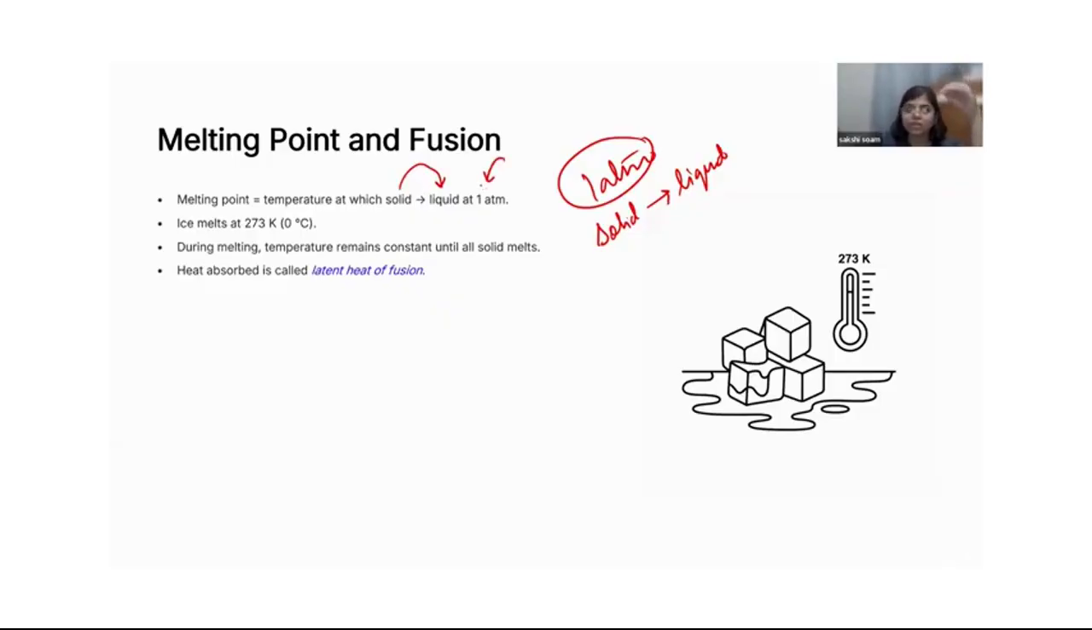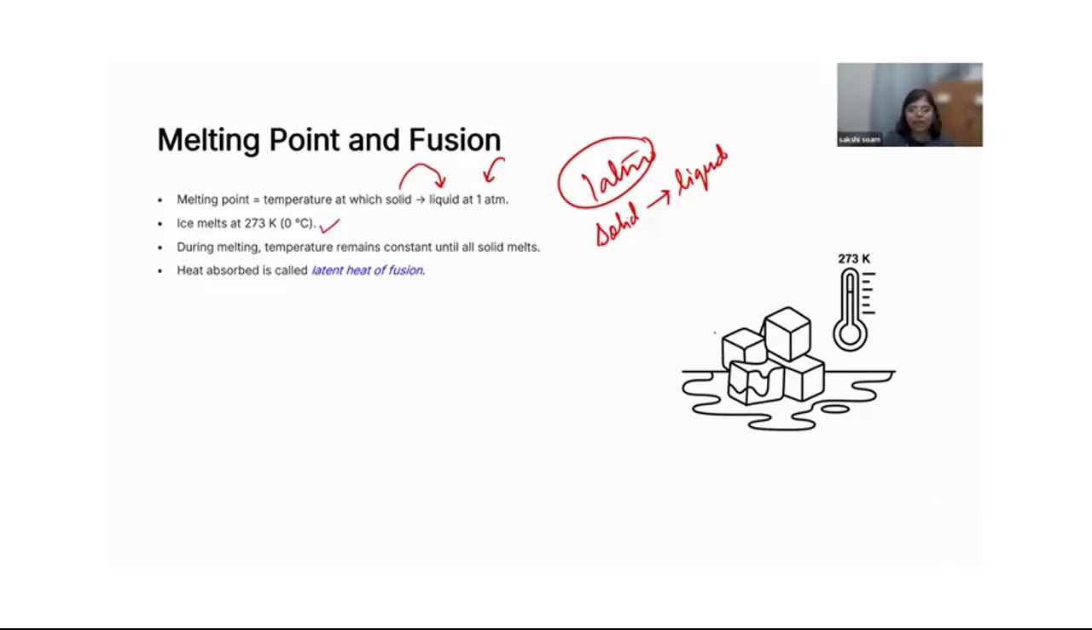What is 1 atmospheric pressure? It is the pressure in the atmosphere. So ice melts at 273 Kelvin. This is the temperature at which the solid is getting converted to liquid at 1 atm. During melting, the temperature remains constant until the solid melts. Now, this is very important.